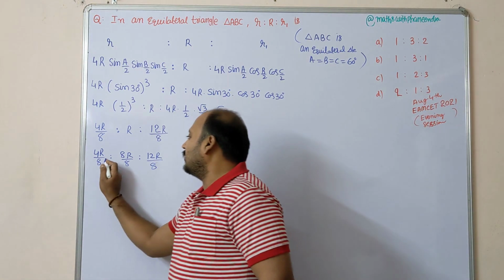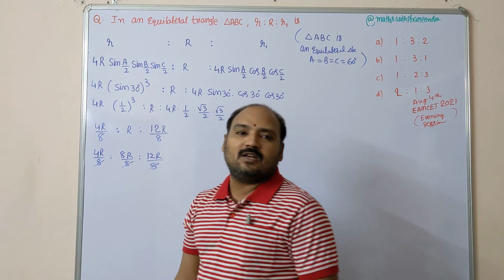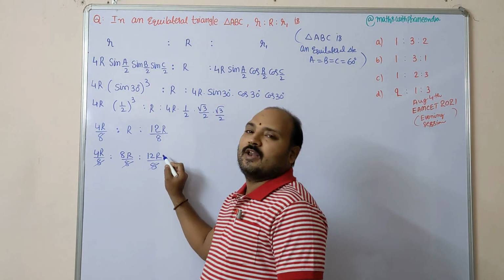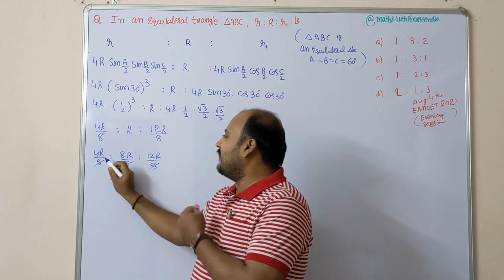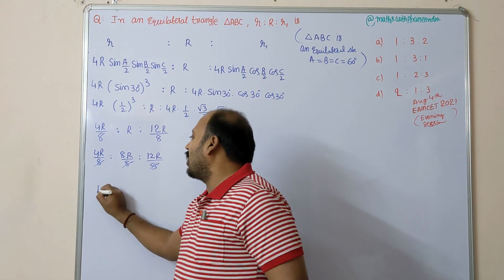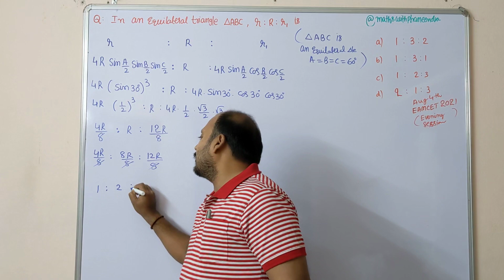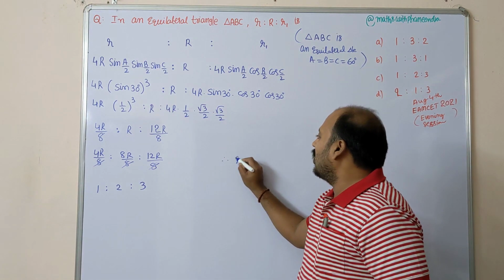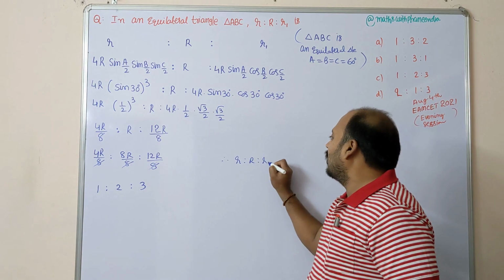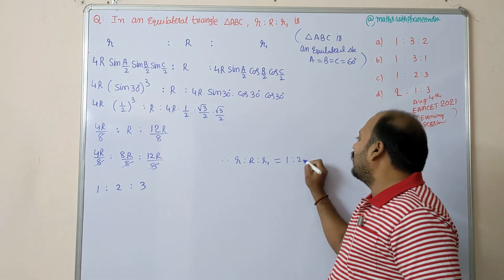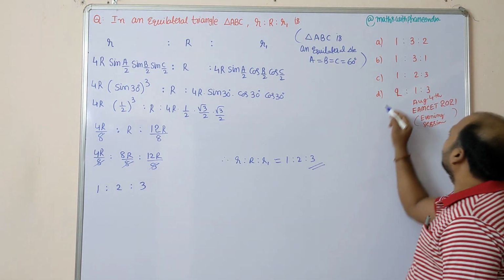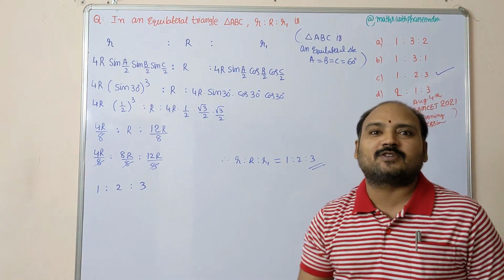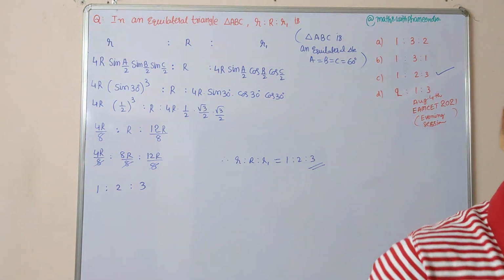In all the denominators we can cancel in the ratio and proportional properties. Later 4R, 8R, 12R is there. Each time dividing by 4R, we get 4R 1s, 4R 2s, 4R 3s. Therefore the required ratio small r is to capital R is to small r1 is equal to 1 is to 2 is to 3. So it is the third option, dear students. We will move on to the next question. I hope you understand.